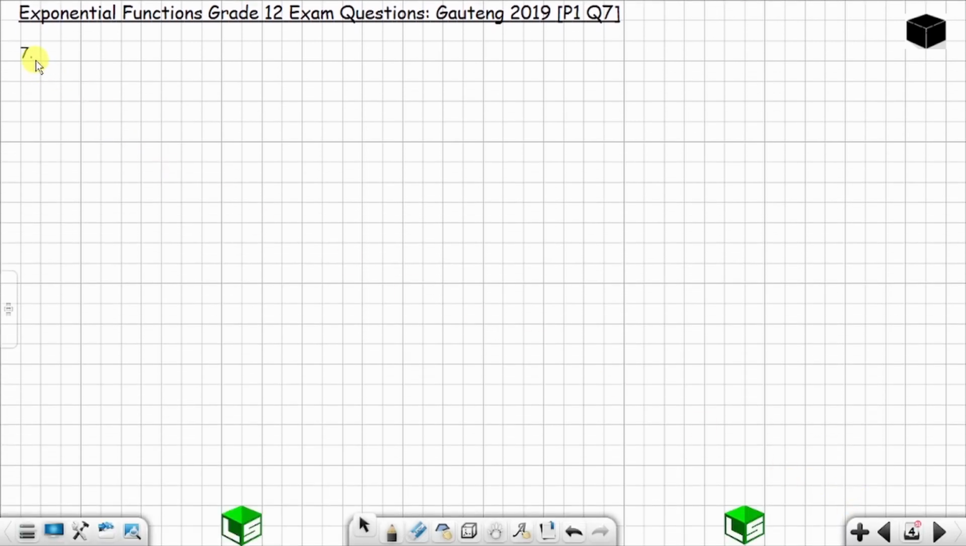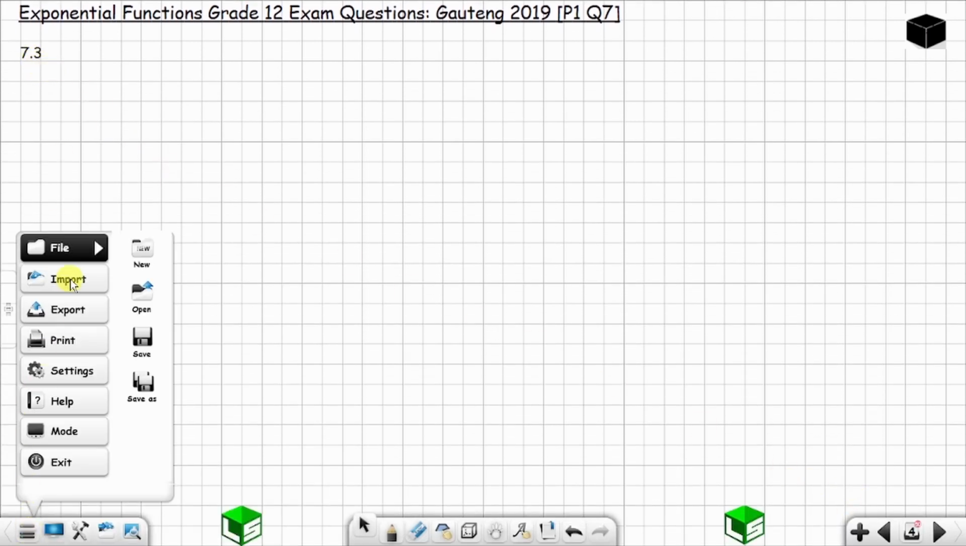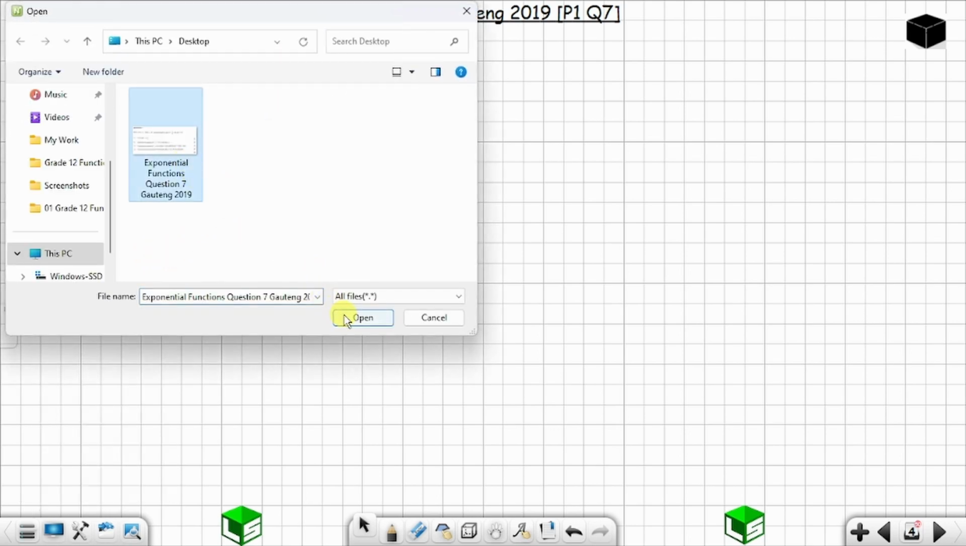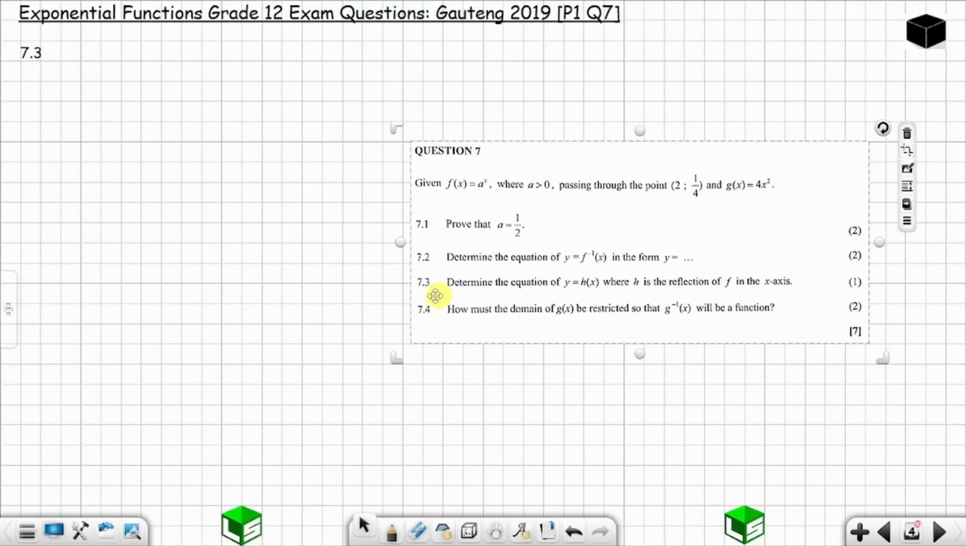Now question 7.3. Let me get the question again. 7.3. Determine the equation of y is equal to h of x, where h is the reflection of f in the x-axis. So the question is 1 mark. In other words, they want you to reflect f of x in the x-axis and get h. Okay, so f of x again is equal to this. Okay, remember from the previous question. Okay, f of x is equal to this.